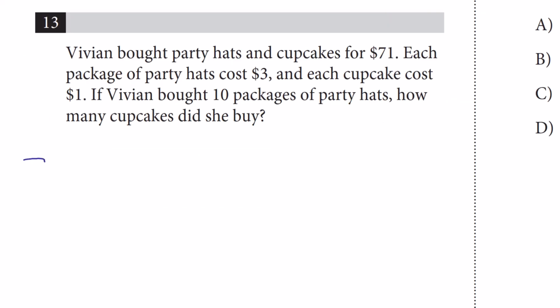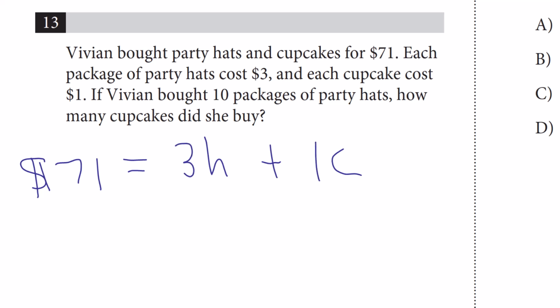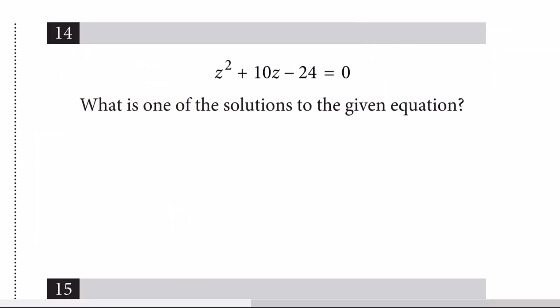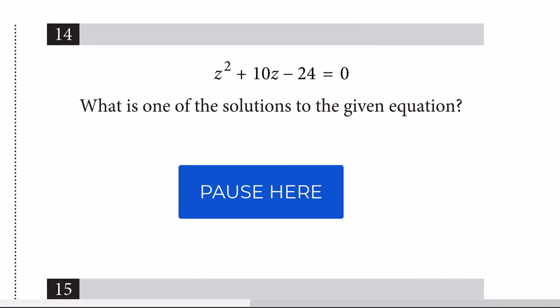So a total of $71 was spent. And that's going to consist of party hats and cupcakes. Now, the cupcakes are going to cost $1, and the party hats are $3. So that's 71 equals 3H plus 1C. 10 packages of party hats are purchased. So we got 3 times 10 plus C is equal to 71. So 71 equals 30 plus C. 41 equals C. That is your answer. Question 14. Go ahead and pause the video and try to solve this.